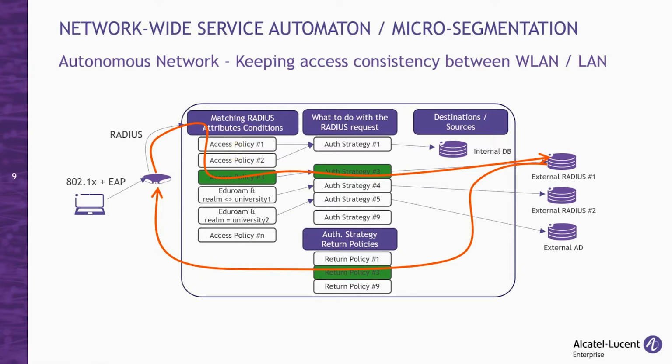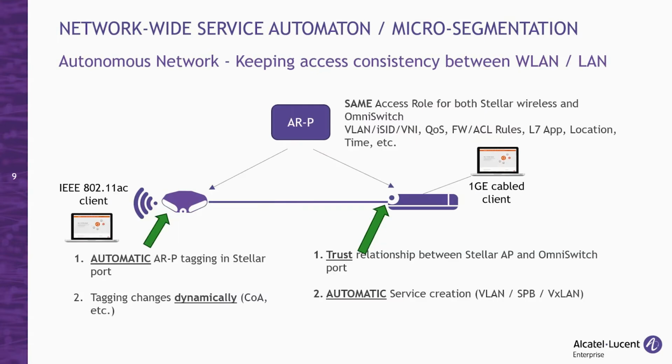The device's access request is received from the Stellar AP and then sent across the network, and depending on the matching RADIUS attributes and conditions, it is assigned a specific authentication strategy that determines which RADIUS or Active Directory server will be used for the AAA authentication. Now let's walk through this unified wire and wireless application scenario.